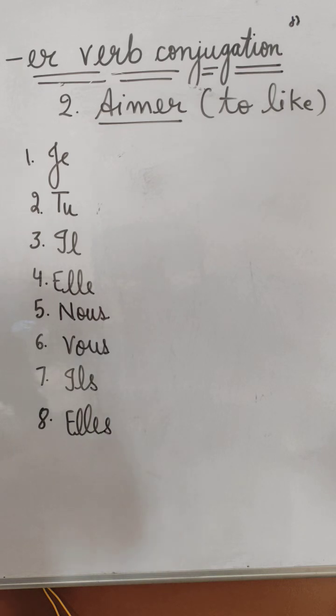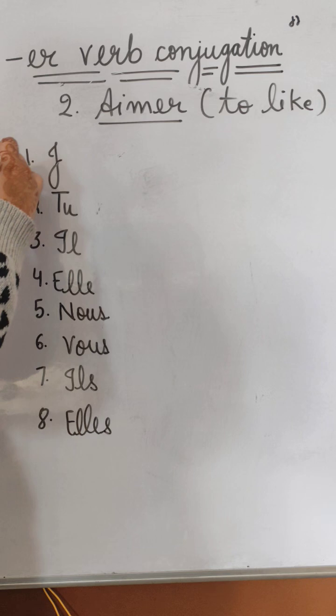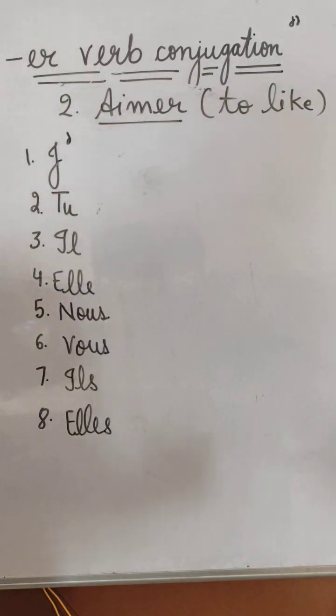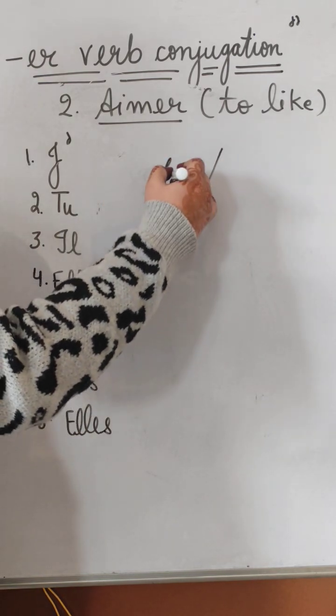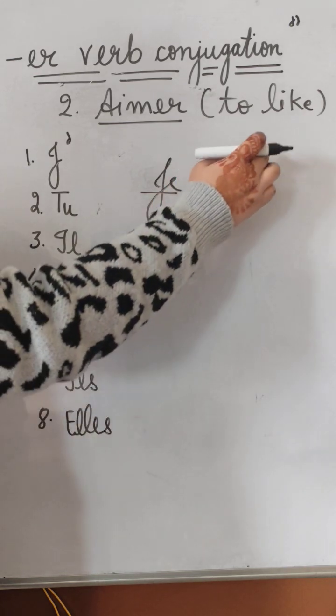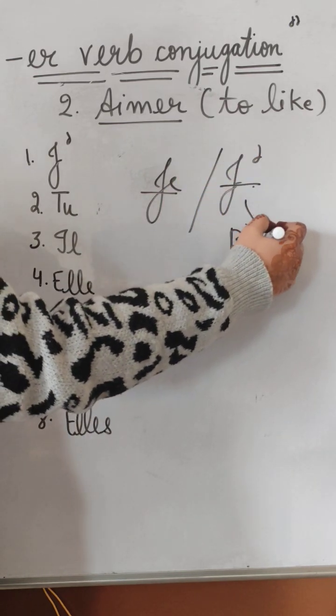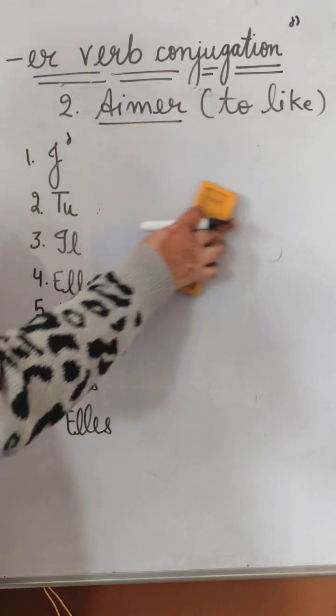Now only one formation is changed if your verb starts with a vowel, that is with the je. So if your verb starts with a vowel, then we have to remove the e from the je and put an apostrophe. So this is the exception. If your ER verb starts with a vowel, then j is having this form. Okay, so for I we are having two forms. J, this is also j but with the apostrophe. This we will use before a vowel, and this we will use with the simple verbs given. So now let's do the verb conjugation.